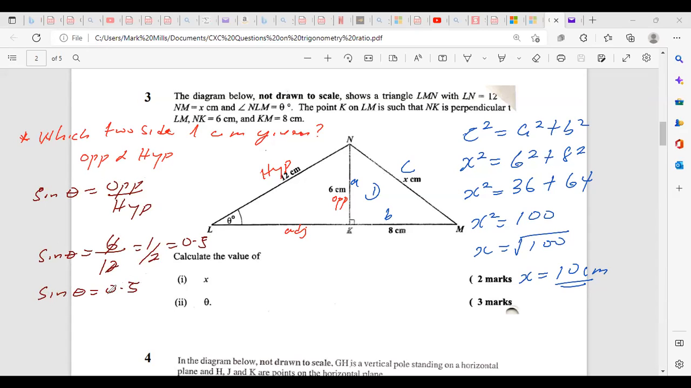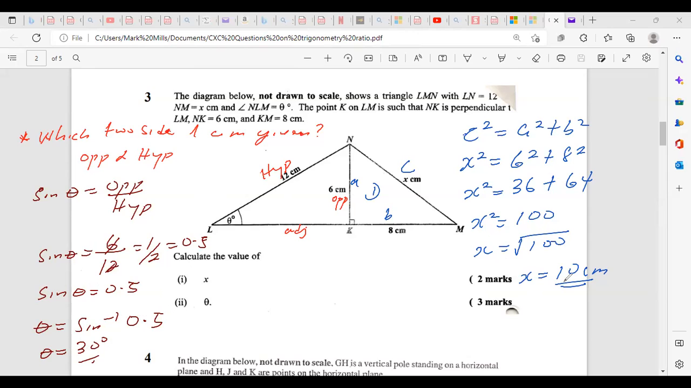What do I do next? Theta is equal to sine inverse of 0.5. All right. Then what do I do next? Equal to 30 degrees. Yes. So that is it. Look at how many marks this is.